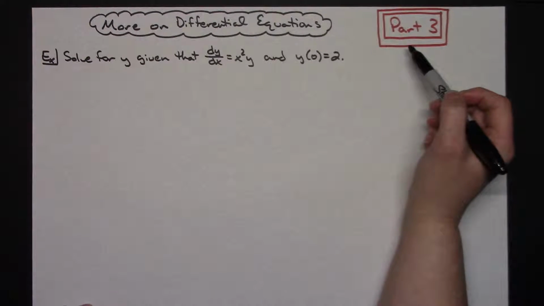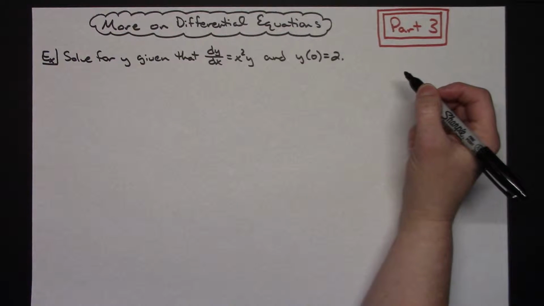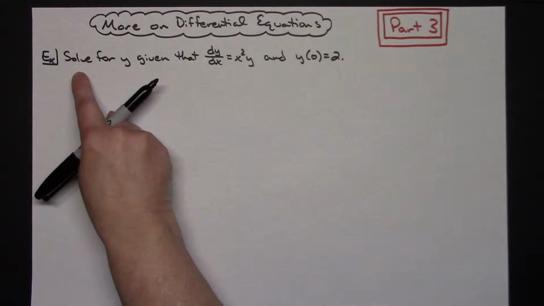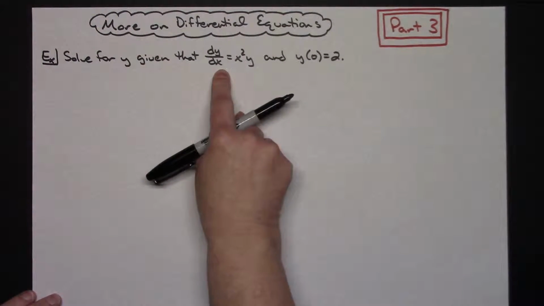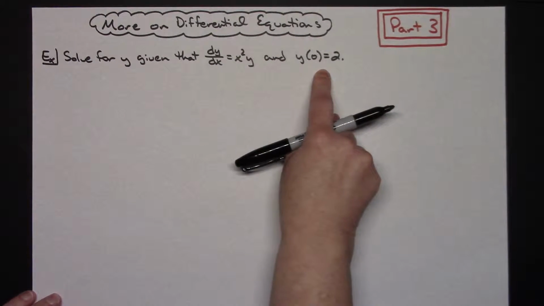Alright, of a series that I have on differential equations on my website. Okay, so here we go. We're going to solve for y given that dy over dx equals x squared y, and we know the point y sub 0 equals 2.